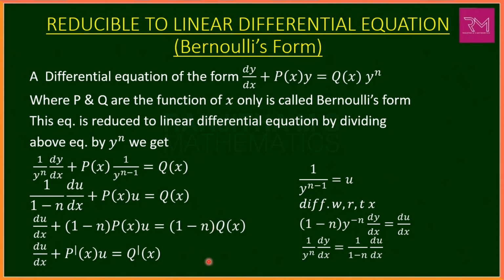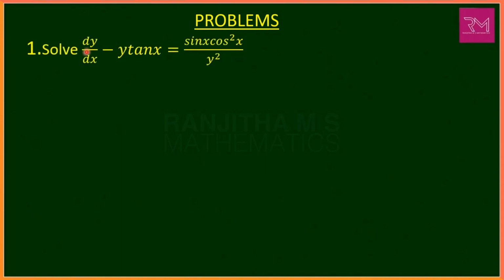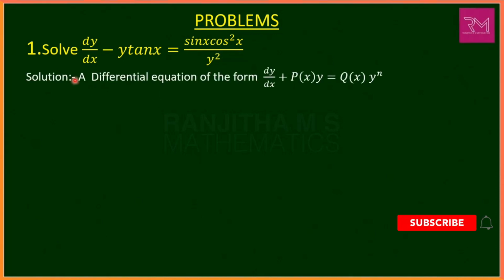Once you obtain the linear differential equation form, the procedure is same as before to find the solution for a given differential equation. Let's see how to solve problems related to reducible to linear differential equation form. Here is the first problem. Solve dy by dx minus y into tan x, which is equal to sin x cos square x divided by y square. Observe carefully the differential equation.